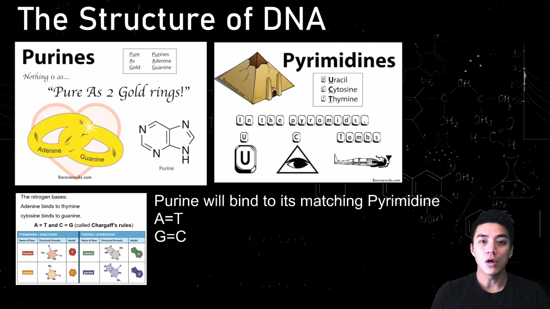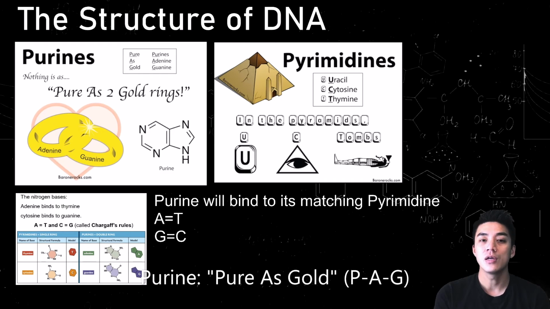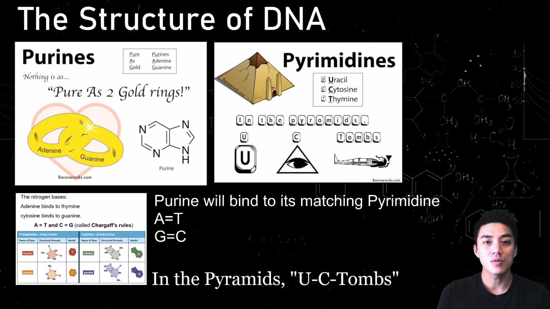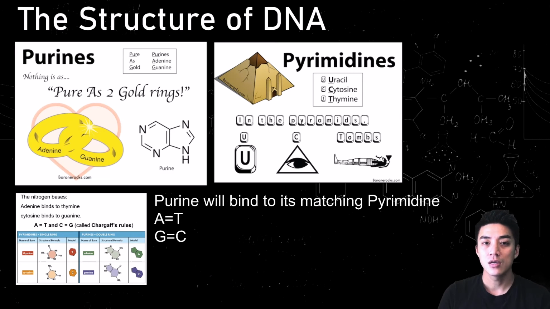A purine will always bind its matching pyrimidine, and there's a way that you can remember this to make it easy. So purine, pure as gold. PAG. So purines have A and G, adenine and guanine. On the other hand, you have pyrimidines. So a way that you can remember this is in the pyramids, you see tombs. Uracil, cytosine, thymine. We'll talk about uracil later. That's a nitrogenous base that's found in RNA.